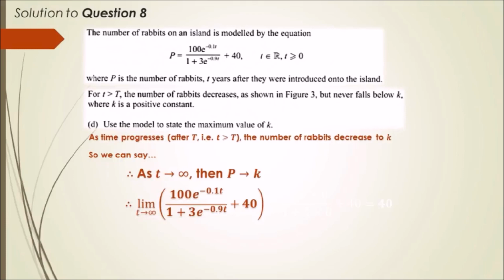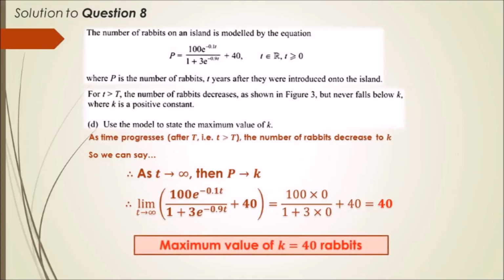So it's like 100 times 0, and likewise over 1 plus 3 times 0. And 100 times 0 alone is 0, so you don't even need to worry about the bottom. Hence, 0 plus 40 will give you 40. So actually, in the long run, the population should decrease to 40 rabbits. Voila. And that's it, guys.